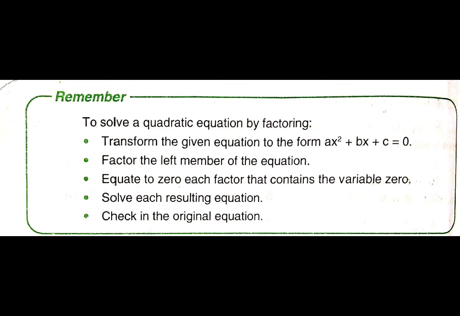Remember, to solve a quadratic equation by factoring, first, transform the given equation to the form ax squared plus bx plus c is equal to 0. Next, factor the left member of the equation. Third, equate to 0 each factor that contains the variable.